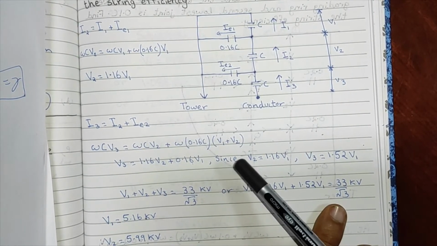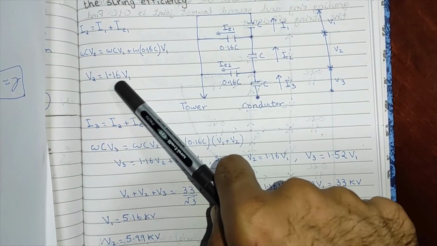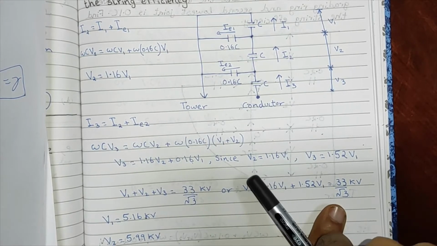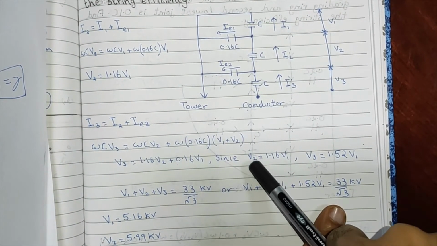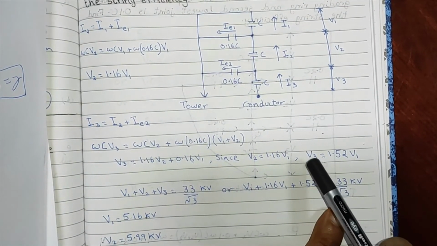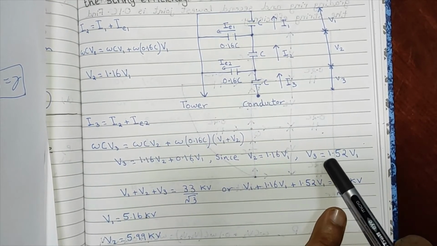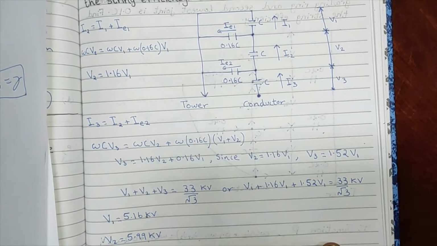Now, since V2 is 1.16 V1 from the first node, we can replace the V2 here. Instead of V2, we can write 1.16 V1, and then we will get the relation between V3 and V1: V3 will be equal to 1.52 V1, from the second node.